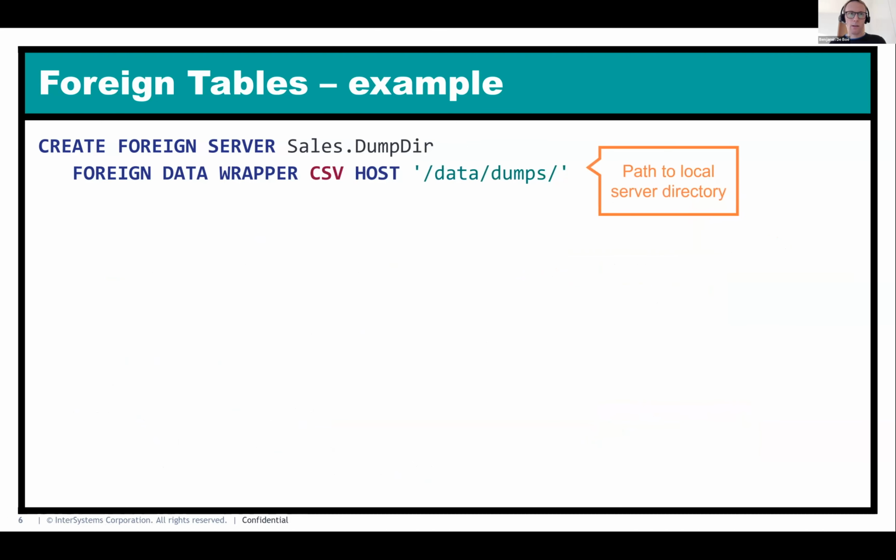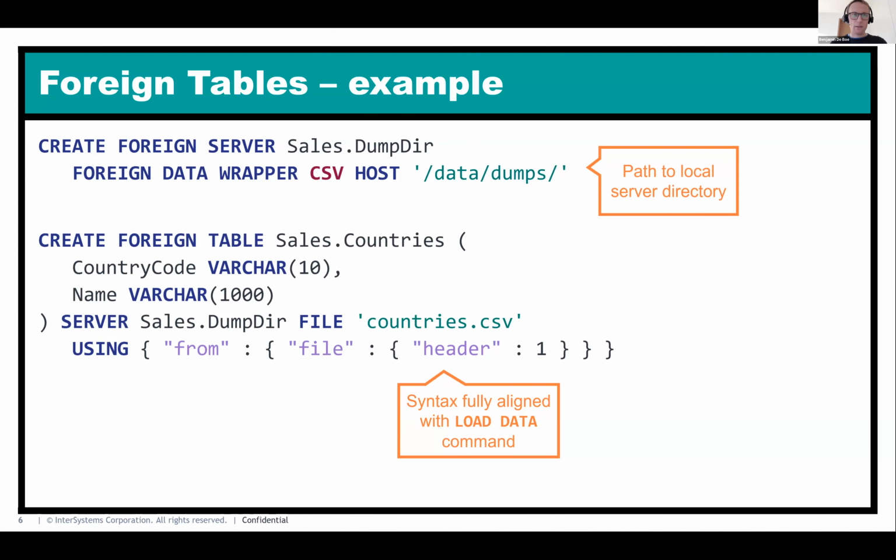One more example for files. For files, I mentioned we support TSV, so that's the foreign data wrapper we'll use here. And then the host, this is a standard keyword for the create foreign server command in the ANSI SQL standard. It's just a path to a local server, and then you can do what we did in the second example on the previous slide.